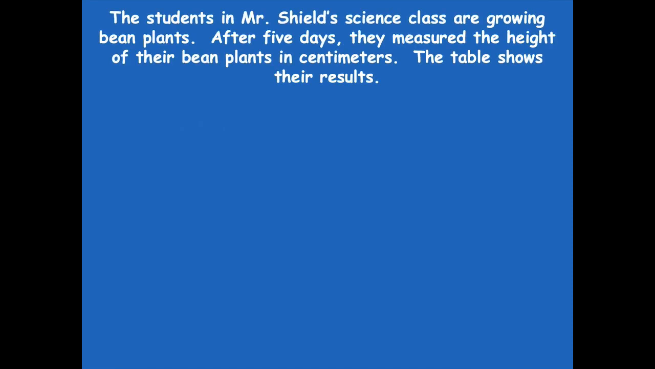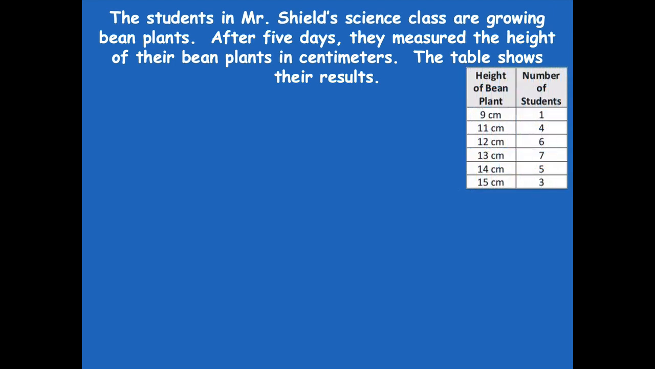All right, so here's our first problem. The students in Mr. Shields' science class are growing bean plants. After 5 days, they measured the height of their bean plants in centimeters. The table shows their results. On the left-hand side, they have the heights, and on the right-hand side, they have the number of students that had a plant at that height. Let's create a line plot to display the data.